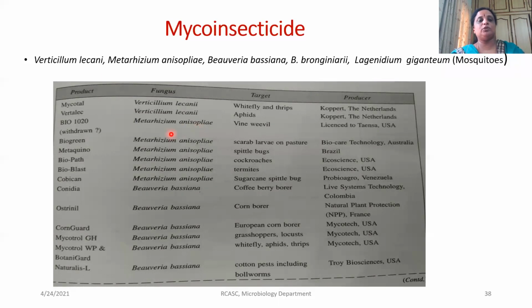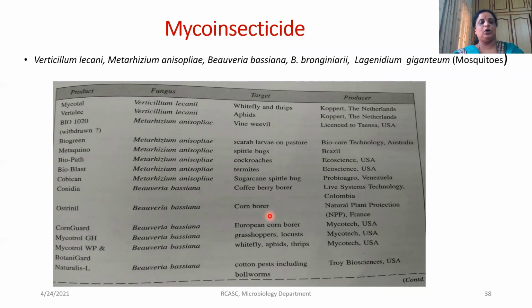Commonly used fungi are Verticillium species, Metarhizium species and Beauveria bassiana. Beauveria bassiana has been extensively used against corn borers, cotton bollworms, whiteflies, aphids, grasshoppers, locusts and so on. Beauveria bassiana is playing a major role in the market, where it has been marketed under different trade names in many Western countries. Next comes Metarhizium species.